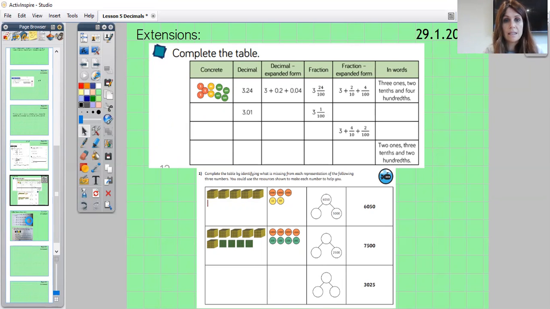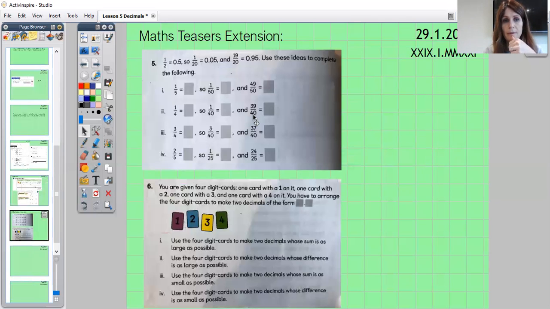And then maths teasers, you've got the next couple of questions from your maths teasers book today. So have a go at working on this one, and then if you've got time, you can have a go at question 6 as well. See how you get on.